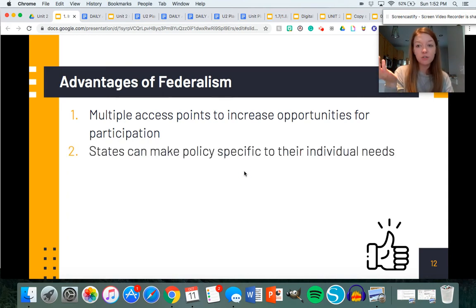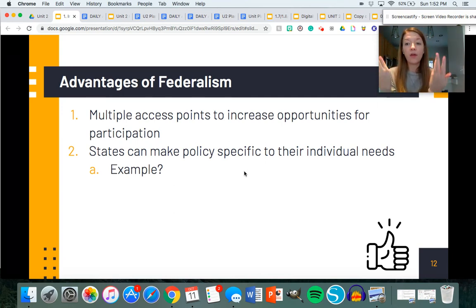States, as an advantage to federalism, can make policy that is specific to their individual needs. So an example of this, think regional and think like weather and how the weather is different between the states. So for example, Florida and coastal regions like the East Coast, they really have to think about having plans and policies in place for hurricane evacuation.